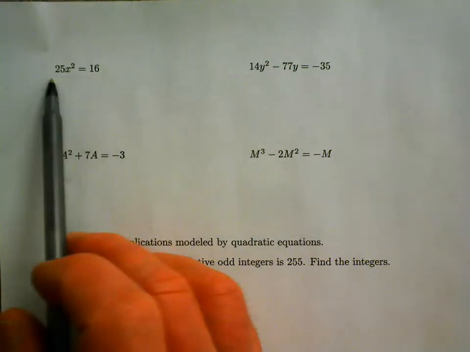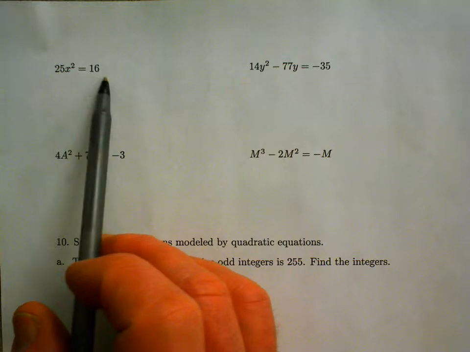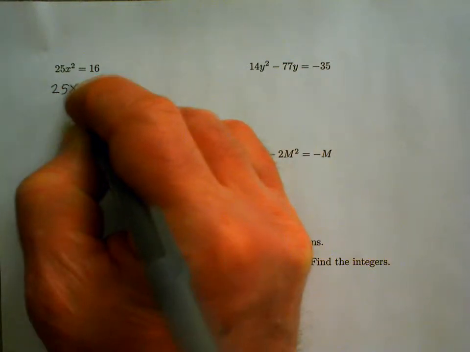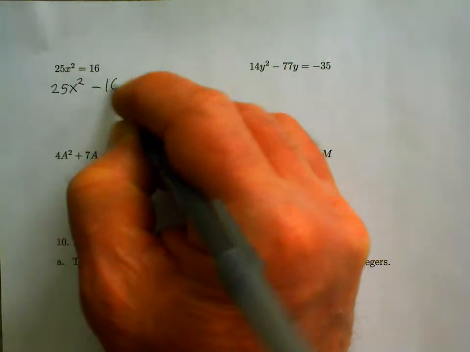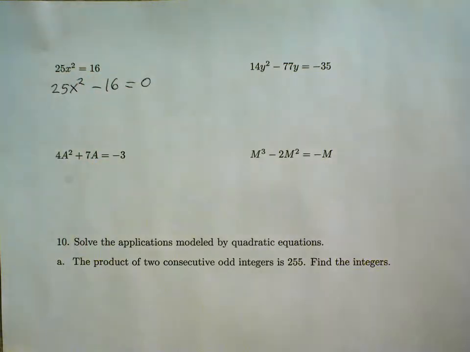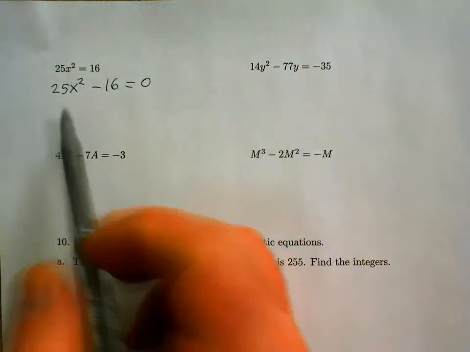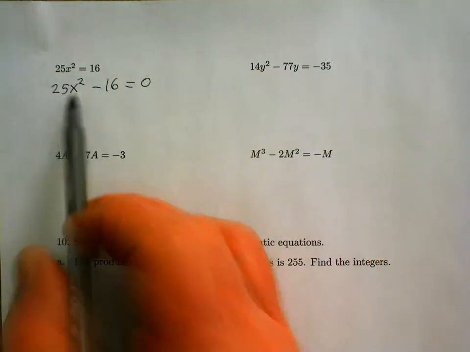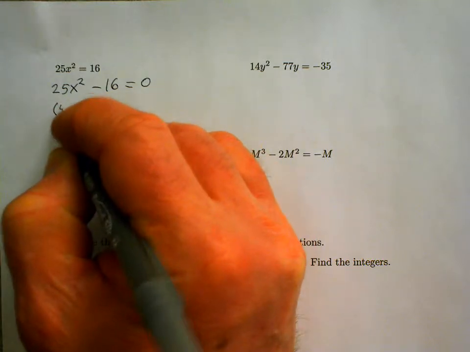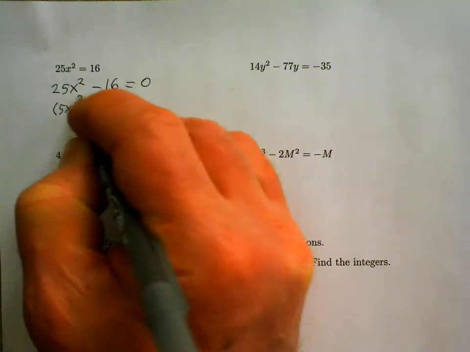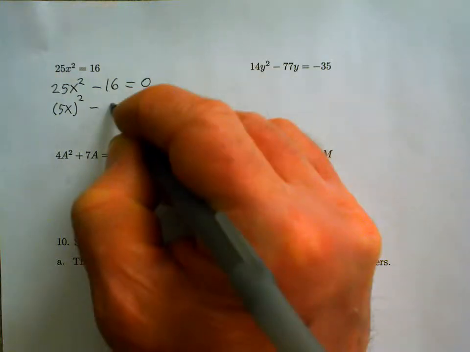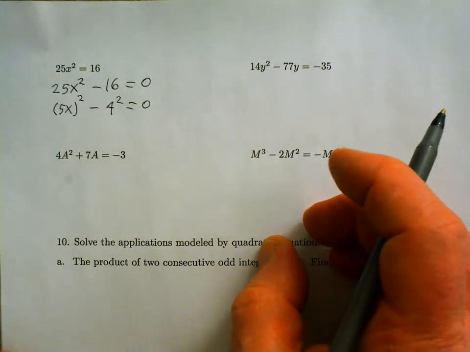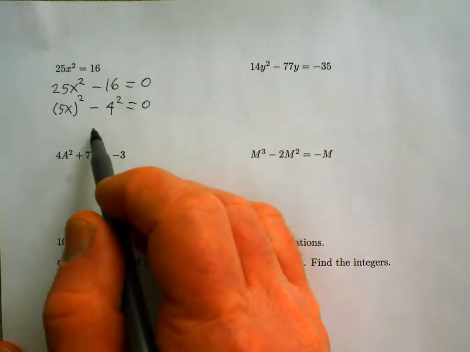So if we're going to solve by factoring, we want one side to be 0. So we can subtract 16 from both sides. Notice that both of the terms are perfect squares. 25x squared is 5x squared, and 16 is 4 squared. So this is a difference of two squares.